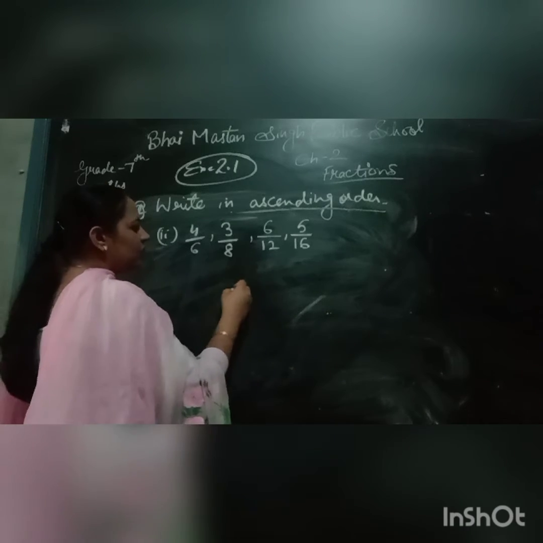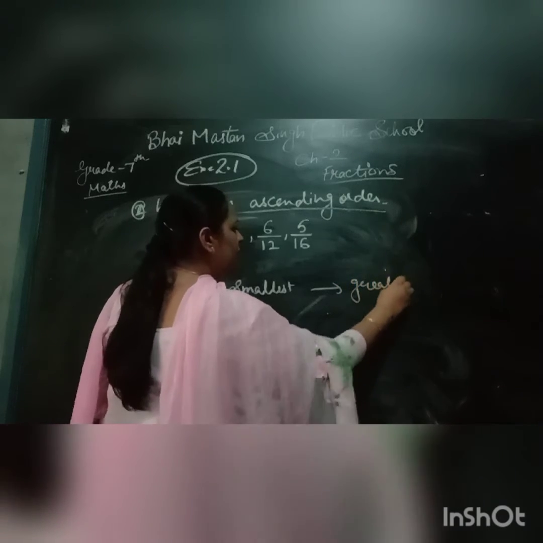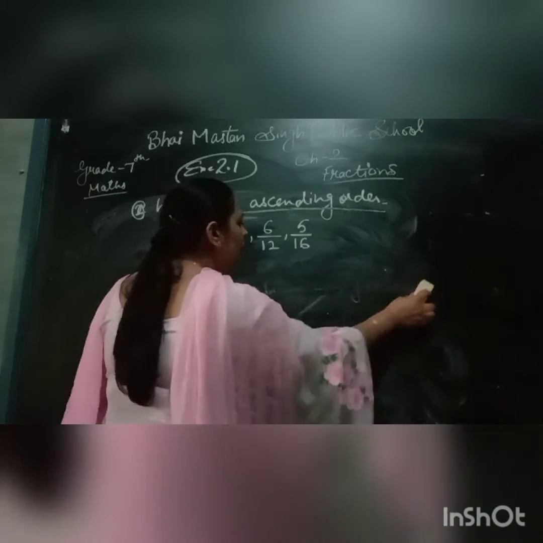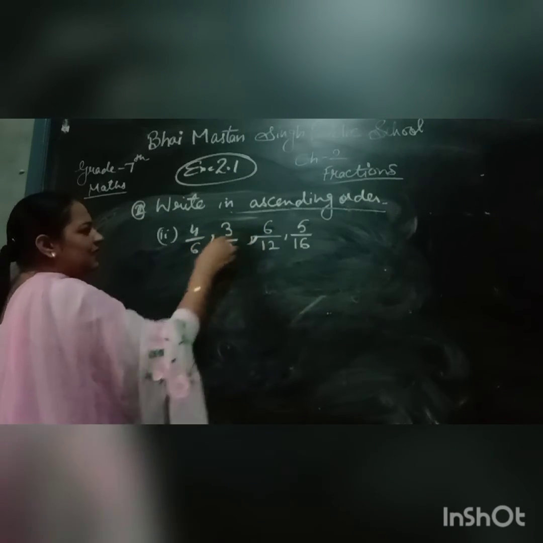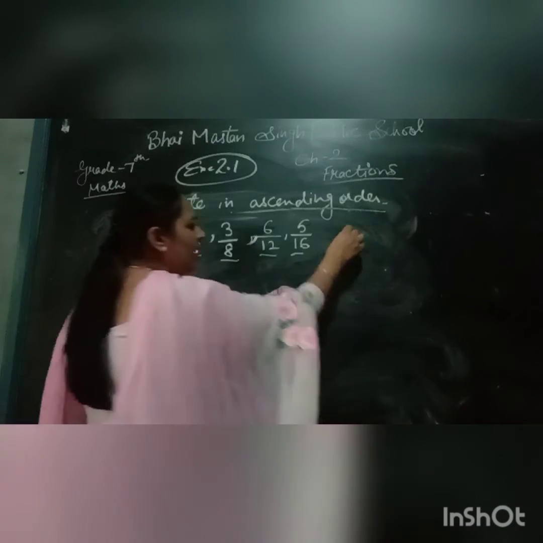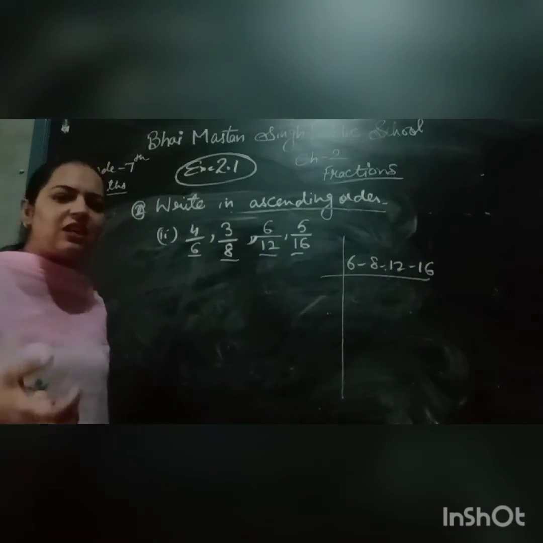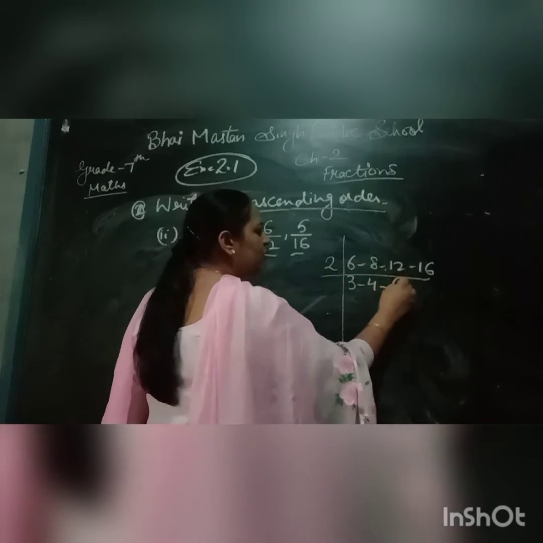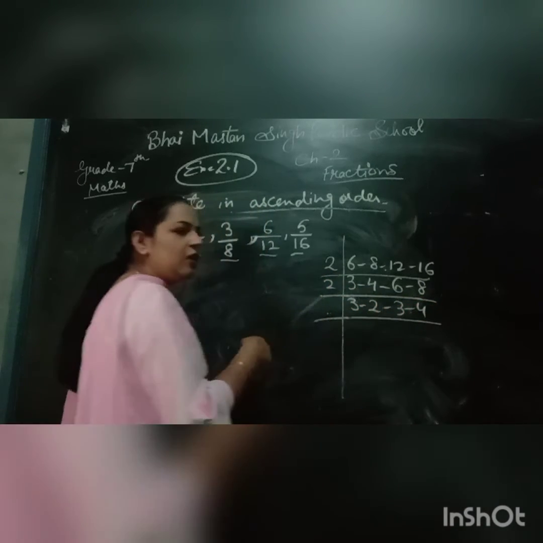We will write the smallest term first, then the greater terms. Now how can I tell which one is smallest and which one is greater? I will make them the same base. How can I make that? I will take the LCM of these denominators. I have written here 6, 8, 12 and 16. We will find the smallest table for it. It is 2, by which they are divisible. 2 threes are 6, 2 fours are 8, 2 sixes are 12 and 2 eights are 16. Again for 2, I will divide all 4 numbers by 2.